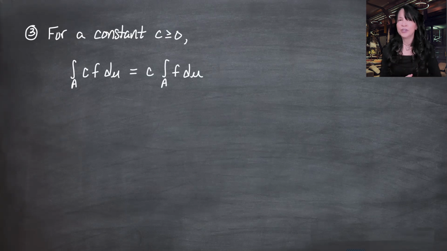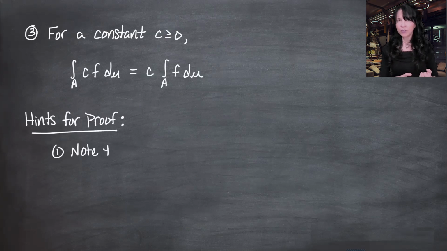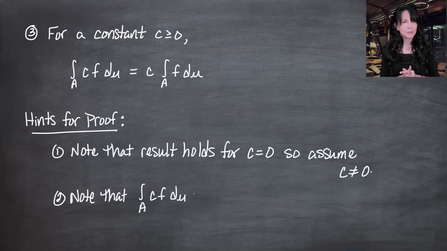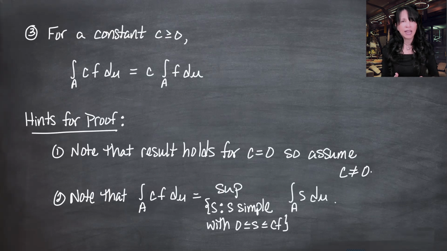So I'm going to leave this one for you, with a couple of hints for proving this. The first thing I would do is say, look, this is clearly true when c equals 0. I get 0 equals 0. So I would say, okay, assume c is not 0, and that's where I would start the proof. And then I would note that this left side, the integral over A of c times f d mu, is defined to be the integral over A of s d mu, where we take a supremum over all s that are simple and trapped between 0 and c times f, right? Because this is our function for this integral. And so we want to look at simple s that are trapped between 0 and this function. And then go. I think it'll be pretty straightforward to get this result.